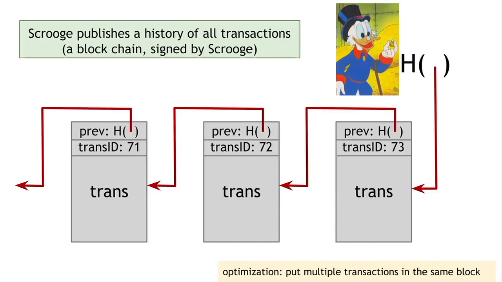Okay, so this is a little bit more complicated in terms of data structures, but here's one of the key ideas, that Scrooge is going to publish a history of all the transactions that have happened. This will be a blockchain, that data structure we talked about before, and it will be digitally signed by Scrooge. So anyone can, and it looks like this, of course.